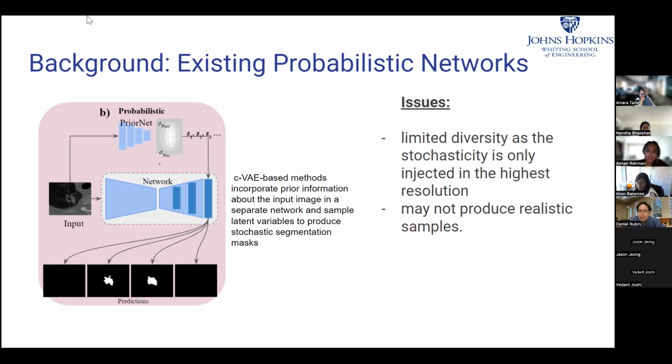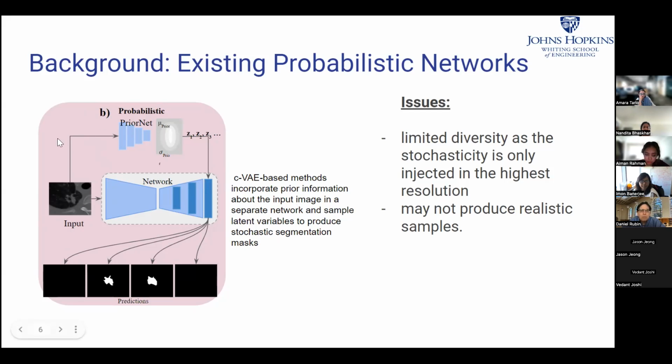So how do we get that stochastic output? What we can do is sample some latent variable Z and inject it into the network so that it can produce multiple segmentation masks. The way we can get this latent variable is through a network called the prior net. The prior net is conditioned on this particular input.